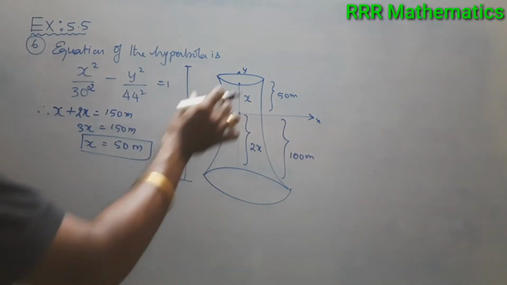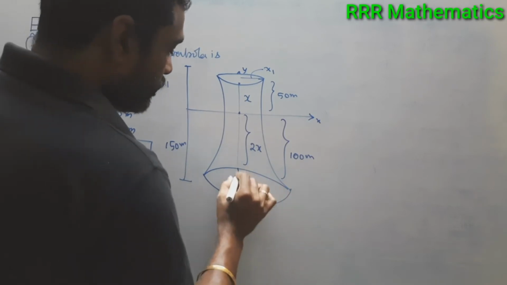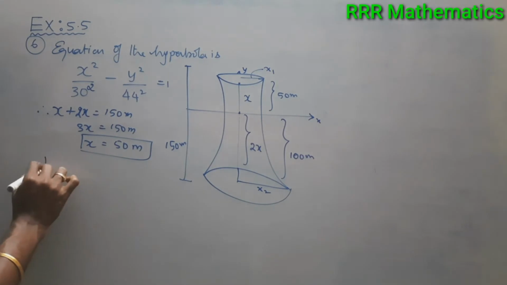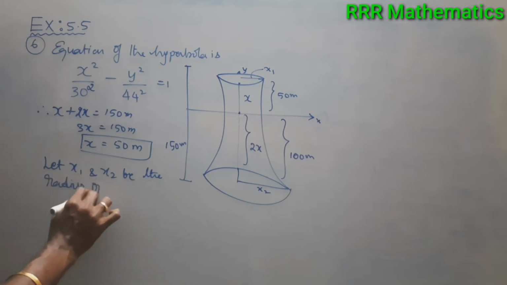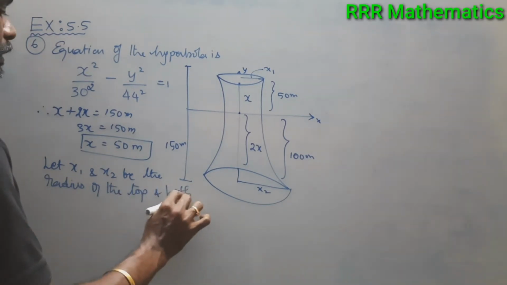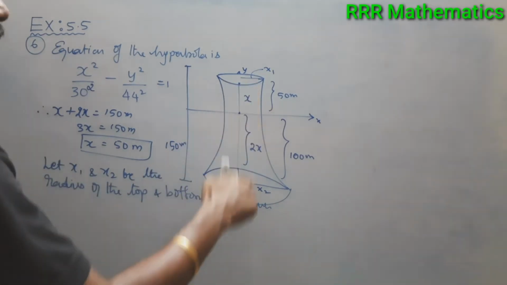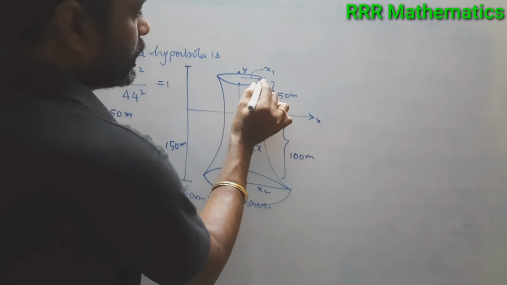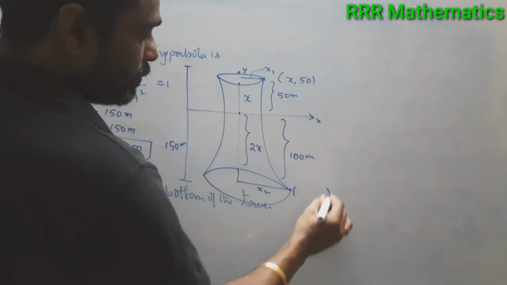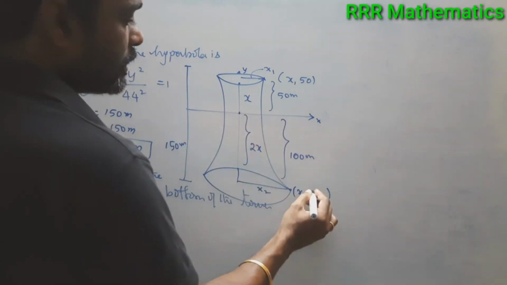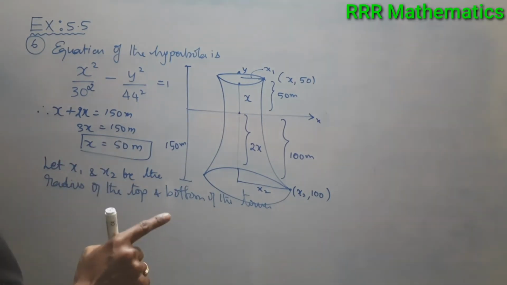Got it? Now you want to find out the diameter of the top and bottom. Let x1 and x2 be the radius of the top and bottom of the tower. So what is the point here? This is a point on the hyperbola: horizontal distance x1, vertical distance 50. And this is also a point on the hyperbola: horizontal distance x2, vertical distance 100. When you substitute these points in the equation of the hyperbola, you will get the values of x1 and x2. When you multiply by 2, it gives the diameter.